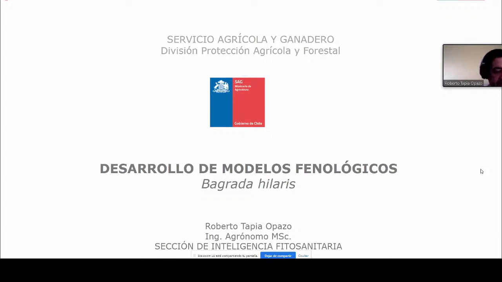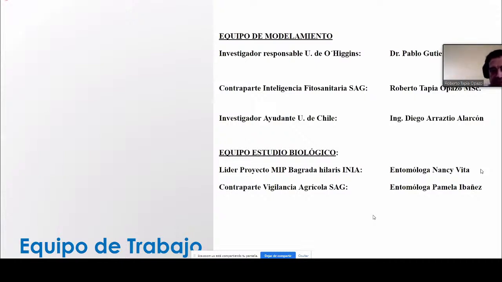So, starting with the presentation. Okay, so the development of phenological models, the case of Bagrata hilaris for Chile. This presentation is related to a project from the Institute of Agricultural and Livestock Development, with the participation of our Agriculture and Livestock Service, SAG, from the Plant Protection Division, and with a series of colleagues that work on phytosanitary intelligence as well.